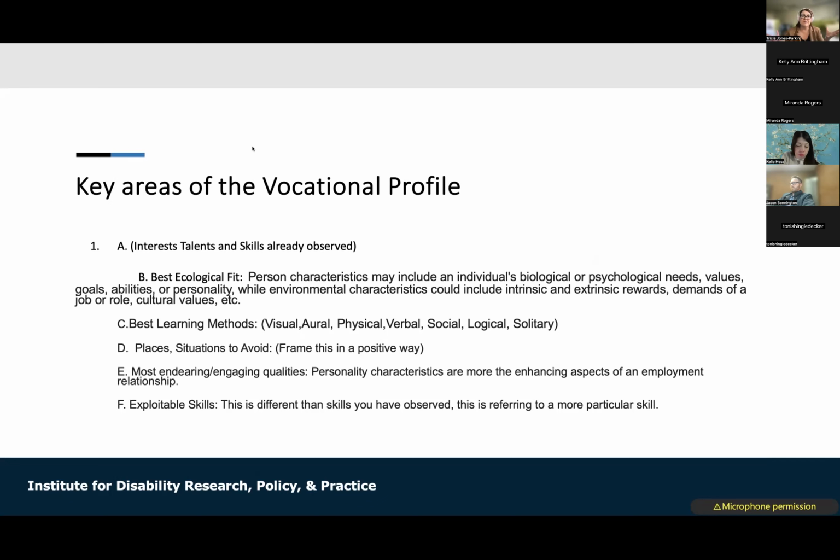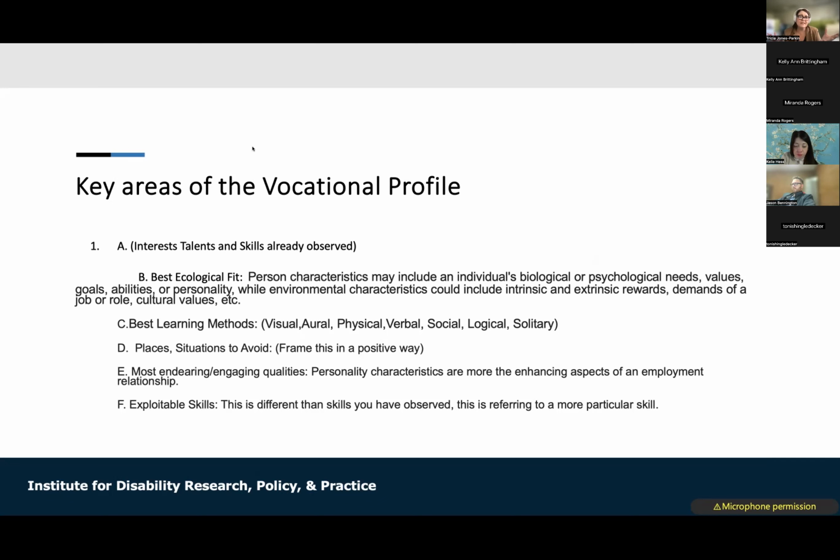So key areas of the profile, and this is what is in the staging record. It's the last section. So I'm pulling out all of those pieces that are in that last section of the staging record. It might feel redundant because you've already put some of this up in the other parts of the staging record, but you're summarizing it down, right? So you're summarizing the interests and talents and skills that you've already observed of this person.